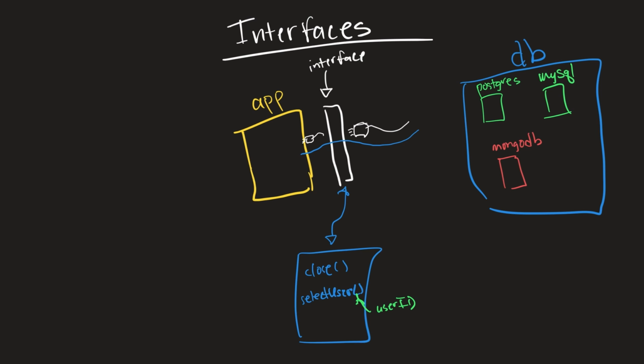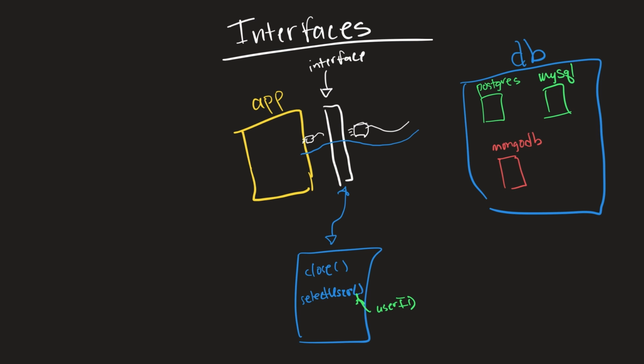And that opens up a number of opportunities for us. So that means that we could do different things. Maybe there's some business need to swap out one database solution for another one. Since the application doesn't care about the implementation details of the database, as long as the new database that we're replacing the old one with implements this interface, from the application's perspective, it can still call close and select user. So it doesn't care whether or not the database solution changed.